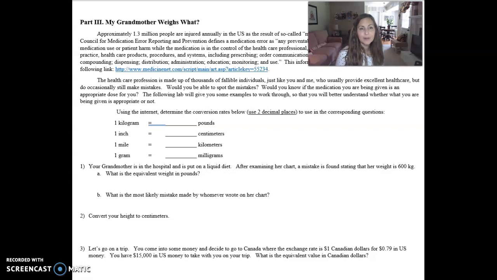This part of the lab is called My Grandmother Weighs What? And that comes from the very first question you're asked about your grandmother's weight. This is sort of related to medication and just conversions in general, but there are a lot of questions in here about taking medicine. I don't know about you, but I have had a lot of experience with medicine in my own life and also taking care of my children.